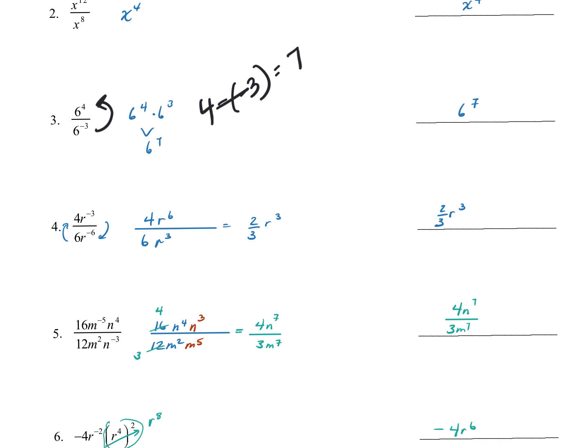4, you're going to simplify the 4 and the 6, and then you want to flip-flop the r's and then simplify from there.